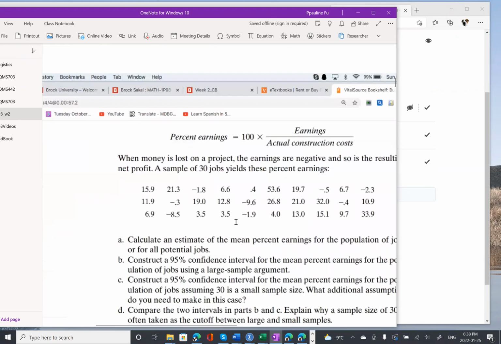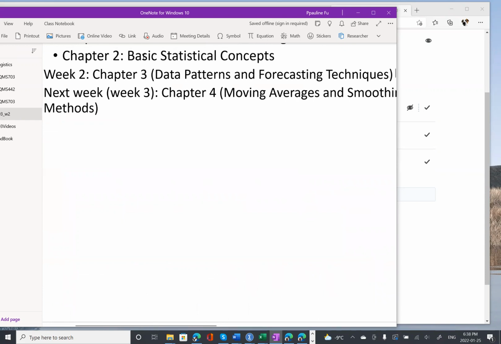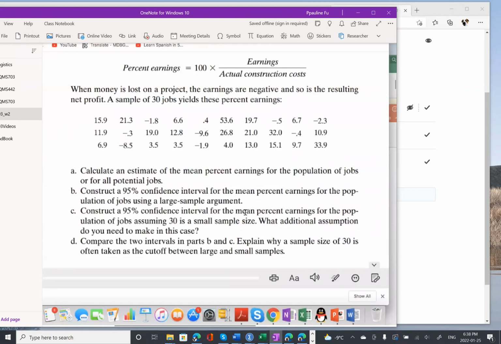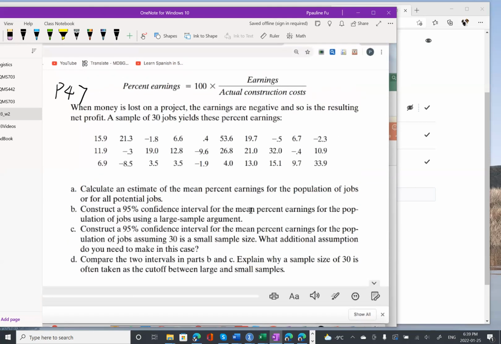So we start with review of basic statistics, chapter 2. The question is posted here. If you have the textbook, you can open it. I'm going to just close my door to reduce some noise. It is toward the end of chapter 2, page 47, question 3.